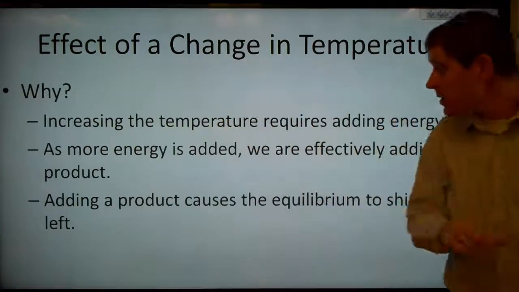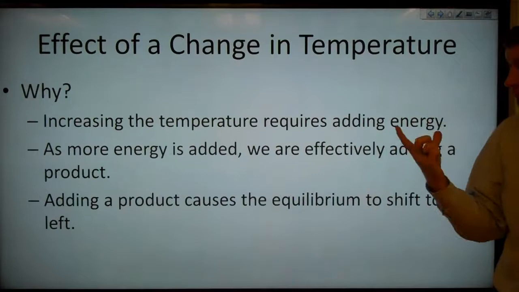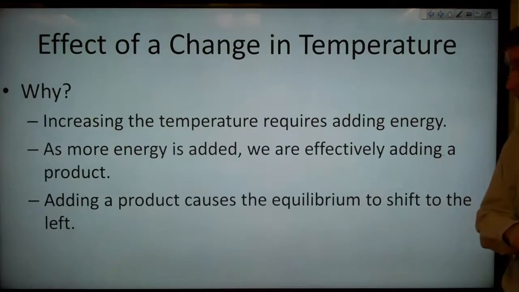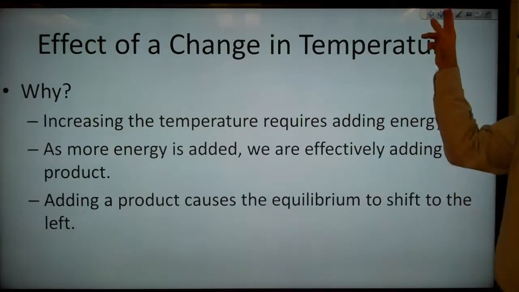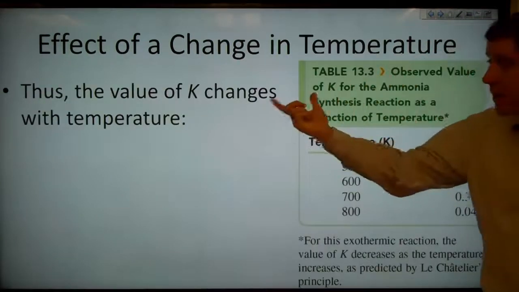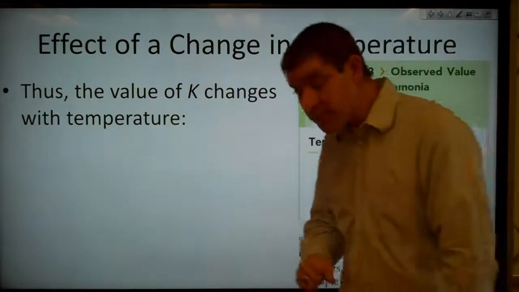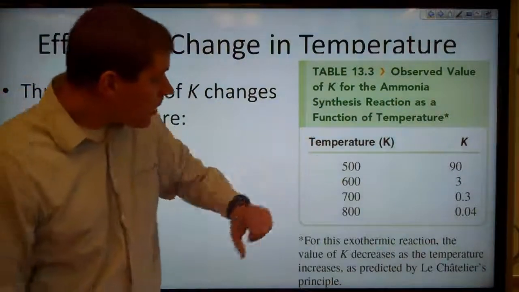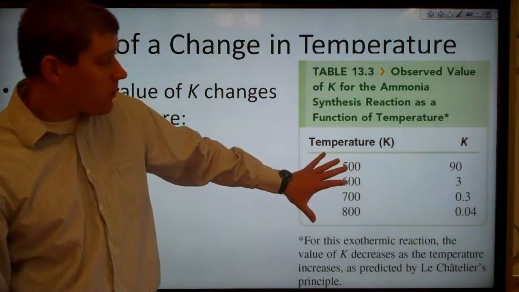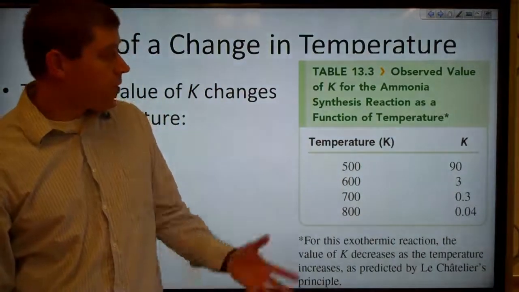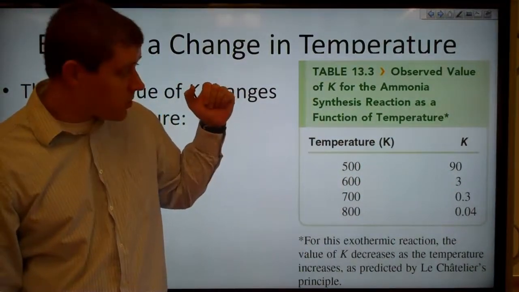So again, increasing the temperature requires adding energy. As more energy is added, we are effectively adding one of our products, and adding a product causes the equilibrium to shift to the left, away from that product. So that means that the value of K, our equilibrium constant, changes with temperature. And over here, we see for various temperatures, the value of the equilibrium constant for the synthesis of ammonia.